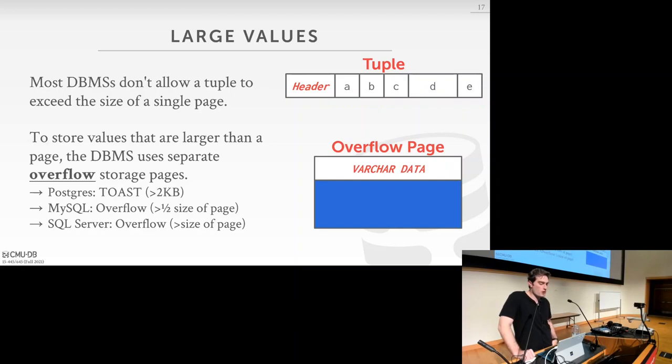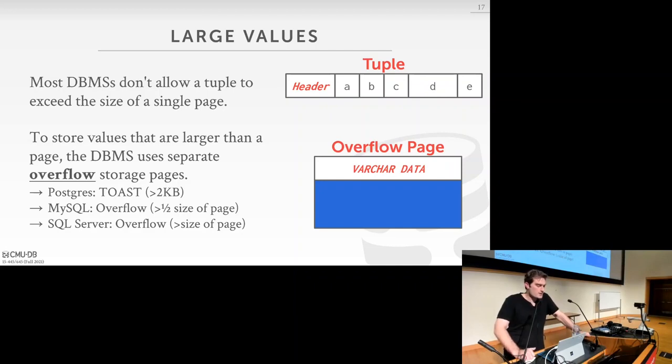I think most systems don't allow a tuple to exceed the size of a single page, so it's constrained either in the size of the columns or the number of columns or both. And you're not able to specify a single tuple that's going to be larger than one page. So now the problem comes up: what if we have individual values that are larger than a page? Imagine a really long string or something.